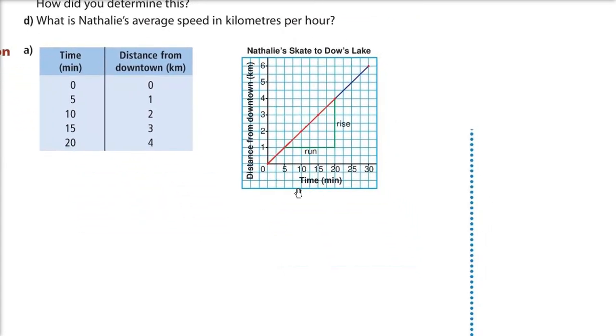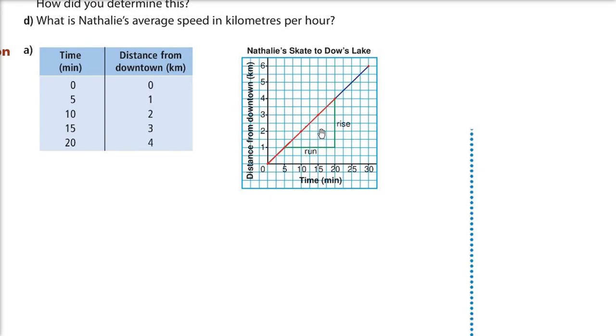Now let us make the graph. This is time, this is distance from the downtown. So we are taking time from 0 to 30, say, and on the y-axis we are taking 0 to say 6. So (0, 0) is this, (5, 1) is this, then we have (10, 2) is this, like this we make a graph, and (20, 4) is of course 20 and 4.